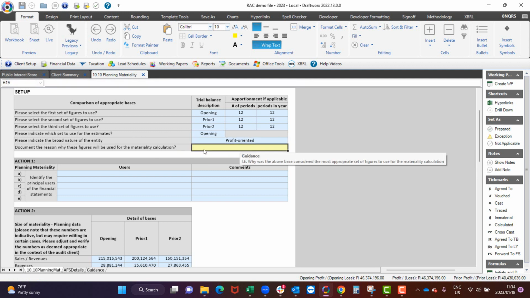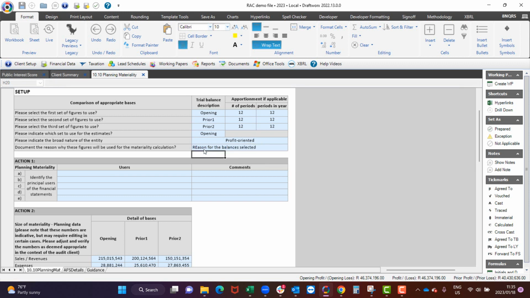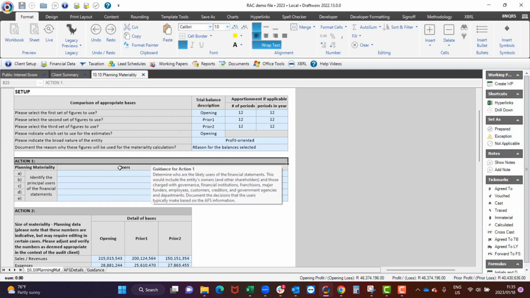Then, of course, we need to provide reasons. So as you all know from our normal colors, if something is yellow, it's mandatorily completable. So you need to document your reason for the balance selected and for the nature of entity indicated. It's very important. Now, this is where the audit file can fall over, okay, on your reasoning, your proper documentation of your considerations.